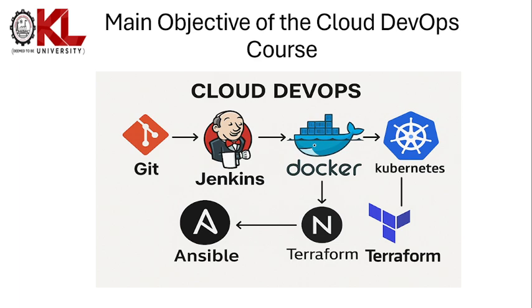Here, the main objective of the course is cloud DevOps, continuous integration, and continuous deployment. This starts from Git. Here, Git is nothing but a version control, where the developers commit and manage the source code. Then after that, Jenkins comes into the picture. Jenkins is an automation server.